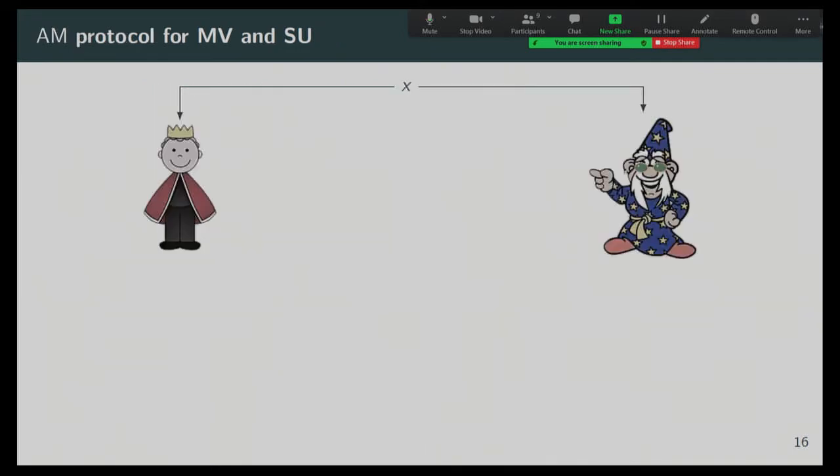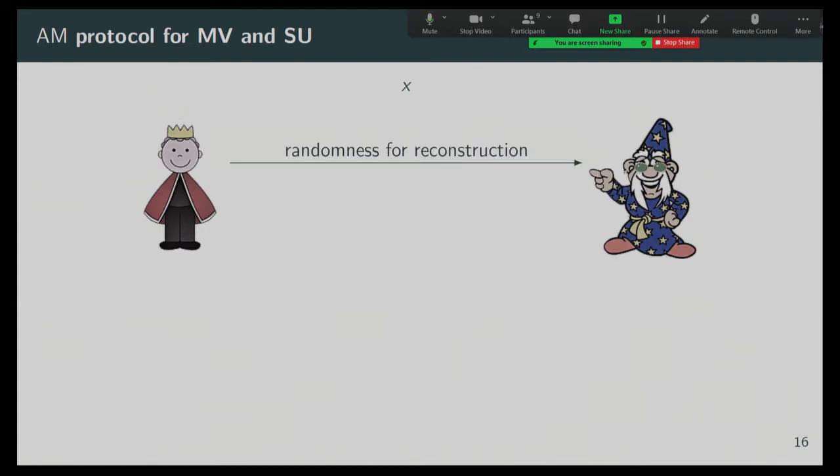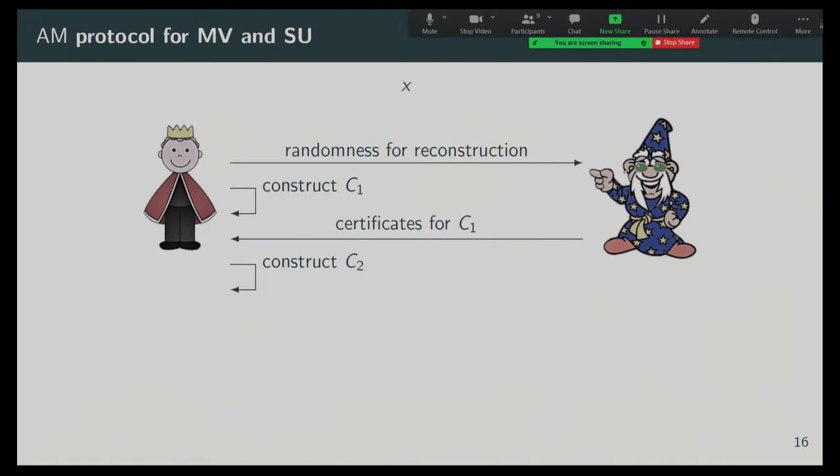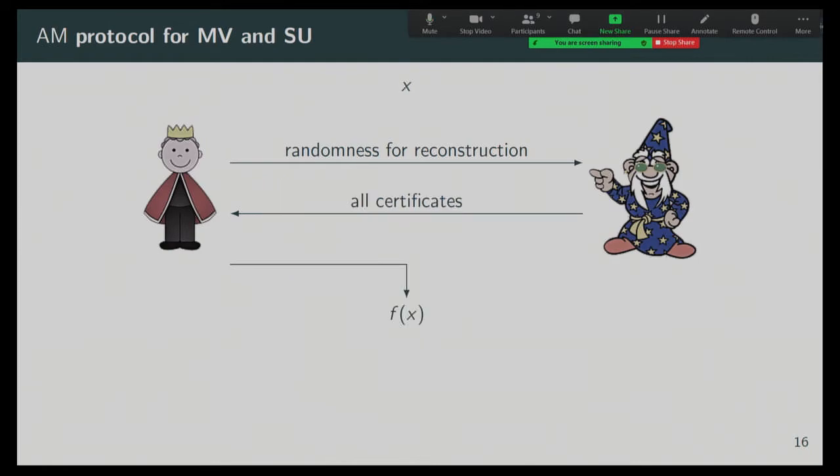So how does the reconstruction look like in the end, right? So we have Arthur and Merlin here with access to input X. Arthur samples all of the randomness, and that's all that's needed. Construct circuit C1. Merlin sends all of the computational paths required to evaluate C1 from there on. Arthur can then construct C2. This keeps going until they get to the last circuit, and Arthur outputs f of x. Right? Of course, many messages are sent by Merlin, but they can all be sent in parallel, and we get a two-round AM protocol. Right?